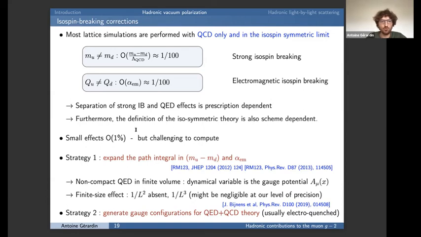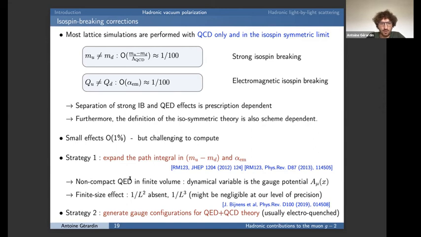And for that, there are mostly two strategies. The first one is to expand the path integral in terms of alpha and the small mass difference. It's just a perturbative expansion. This is quite nice because it means that we can reuse all the isosymmetric QCD simulations that we did in the past.